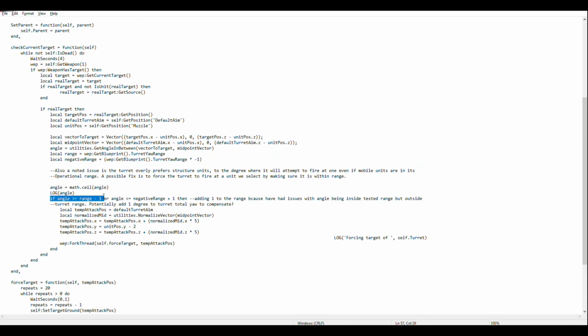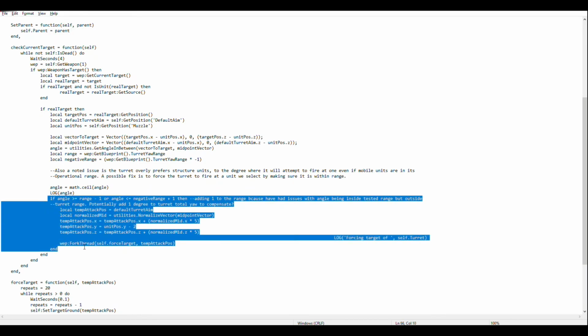Here's where I'm testing if the angle is within the range. I'm subtracting 1 from the range, which makes it less lenient. I've had issues where the turret would not be able to fire at its target because it's out of its yaw range. However, the angle wouldn't detect that it's out of range. So I've had to subtract from the range, so it would know that it is in fact out of range.